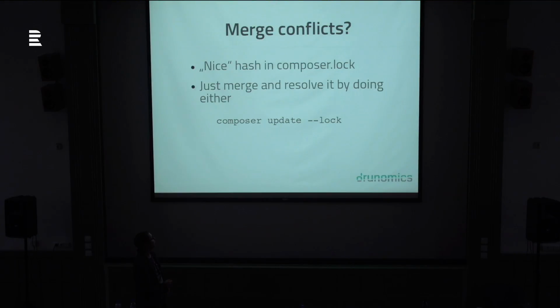When you resolve it, you take either version, it really doesn't care, and then you can just do composer update --lock and commit that. So the composer update --lock just recalculates the hash, so everything is fine again, and you commit that.